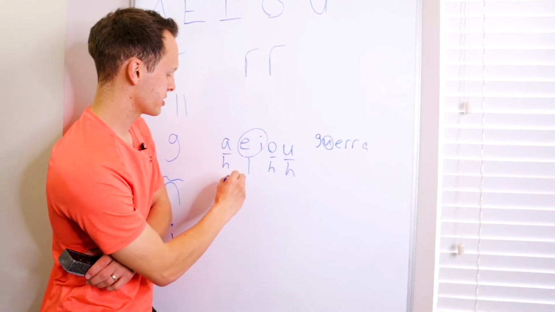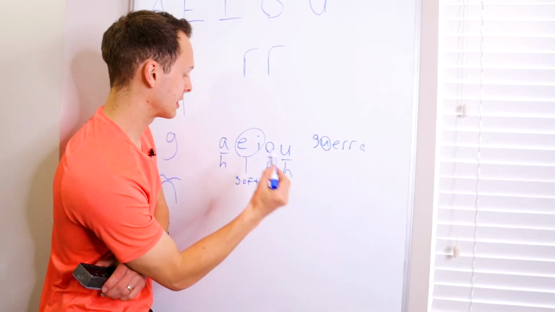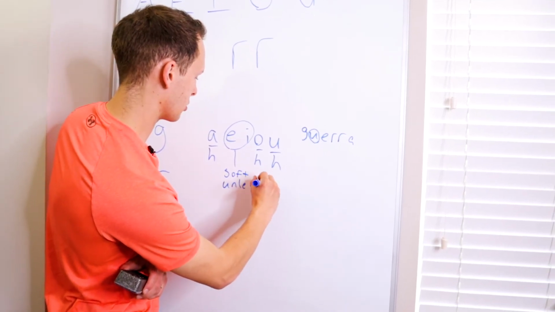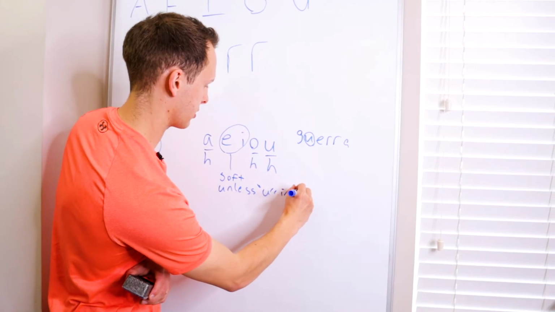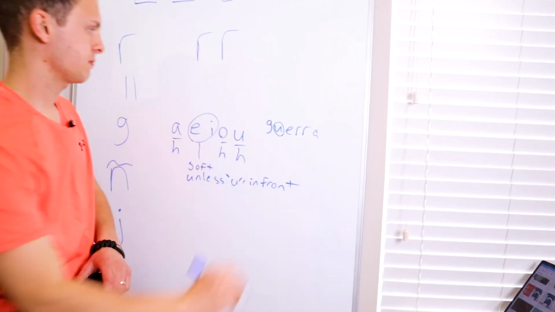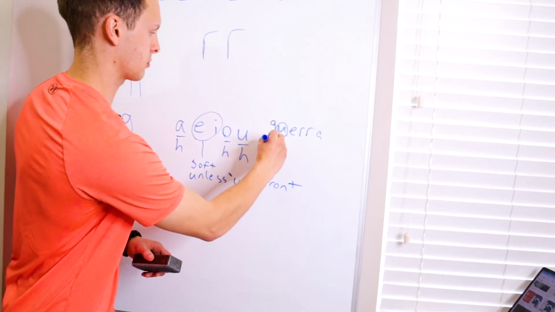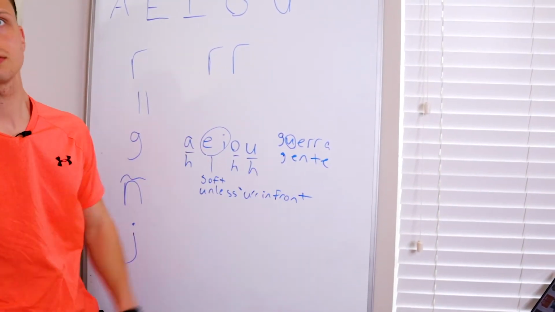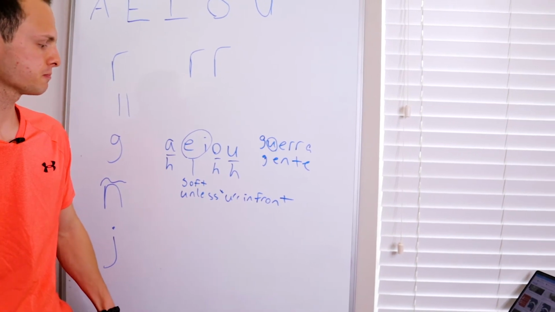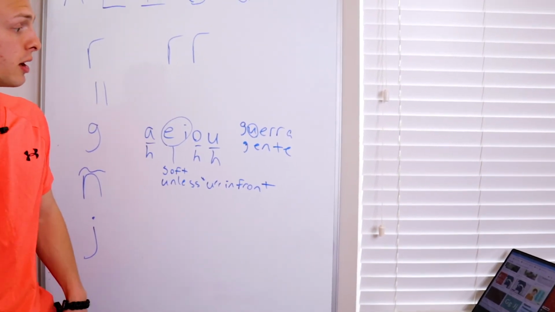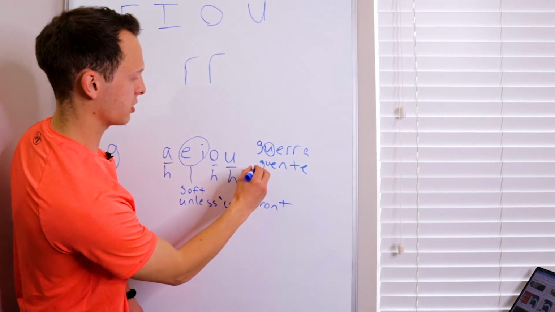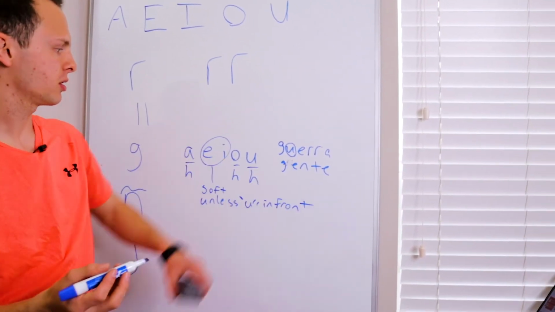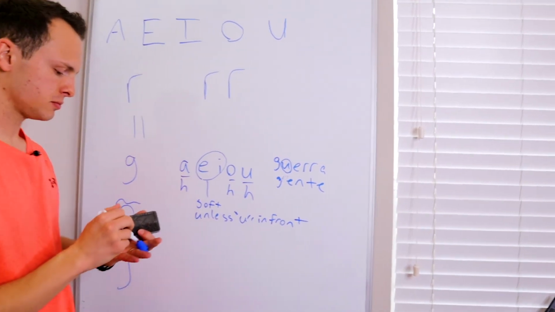Otherwise, I'm going to put soft unless there's a U in front. So for example, the word guerra and the word gente. Write that down. The word gente is pronounced with a soft G, because it doesn't have a U between the letter G and the E. If it were guente, then we could do that, but there's no U in there, so it's pronounced gente. So that is the difference.